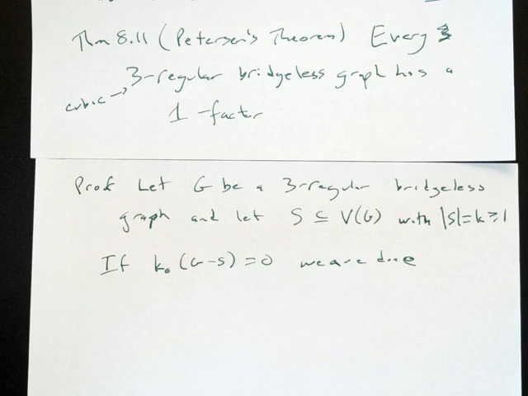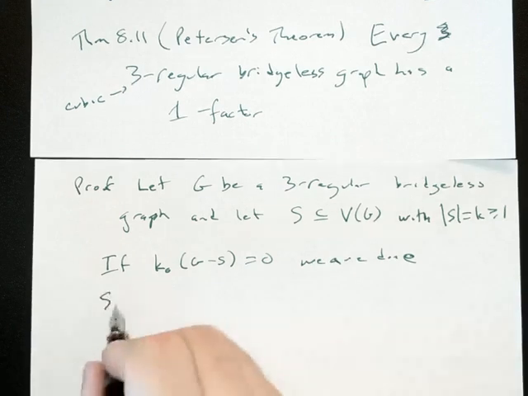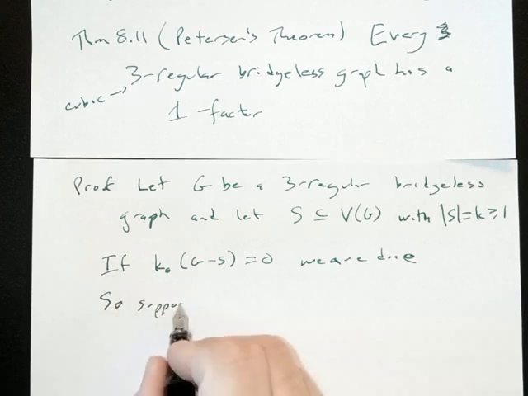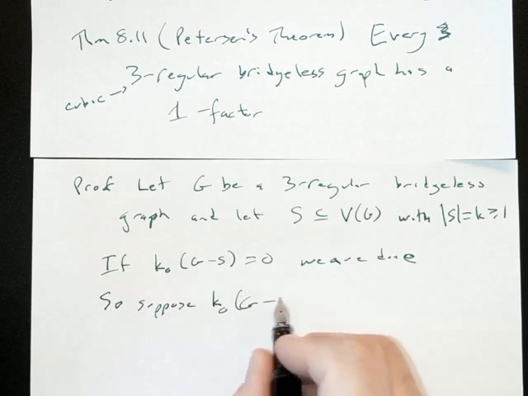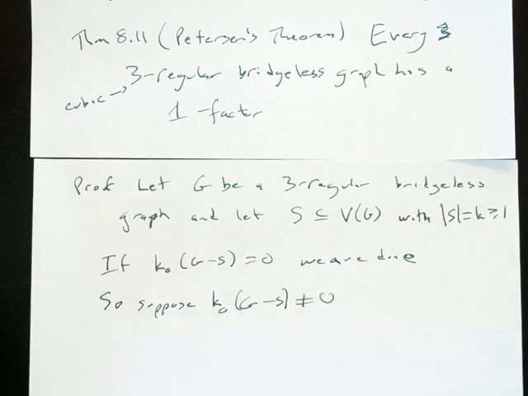S is just a subset of vertices. It could be proper, but that's not required by what we wrote down here. I took away at least one vertex, and 0 is smaller than 1. Poof. That's it. Remember, my goal is to show that the number of odd components is less than the number of vertices I took away. I took away at least one. So suppose I do have odd components.